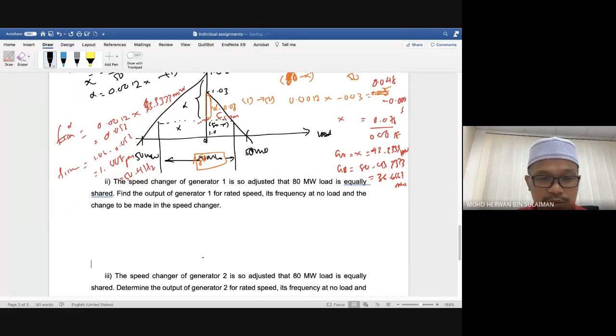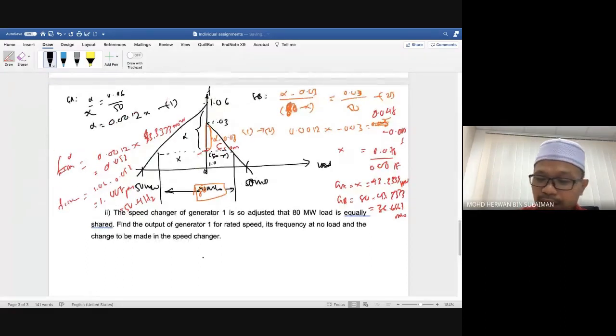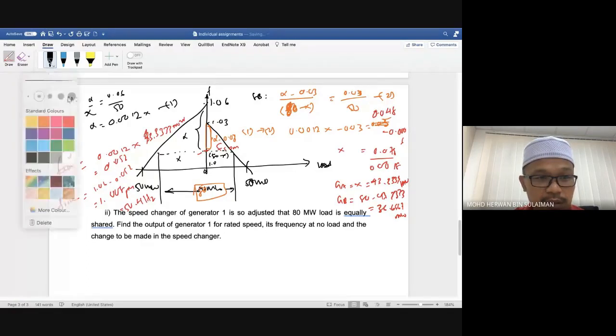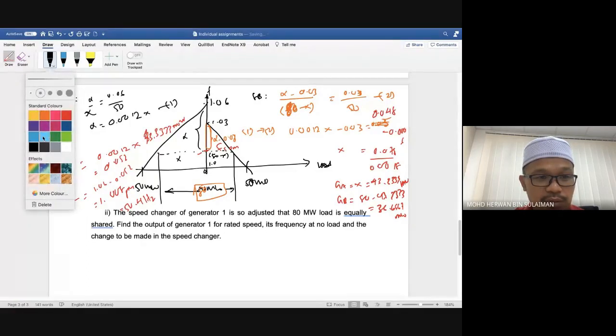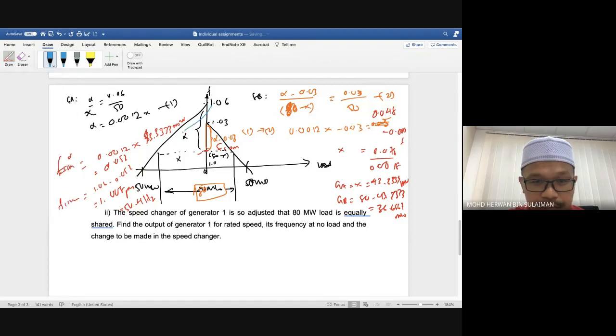So basically you need to sketch. Kalau dalam Pixel you kena sketch lain lah. Saya malah nak sketch lain sebagai yang sama je. Now you want to make sure that this one is 43.3, right? So you need to make your speed changer turun ke bawah kan? To make it, instead of this one is 43.33, you want to make it 40 here.